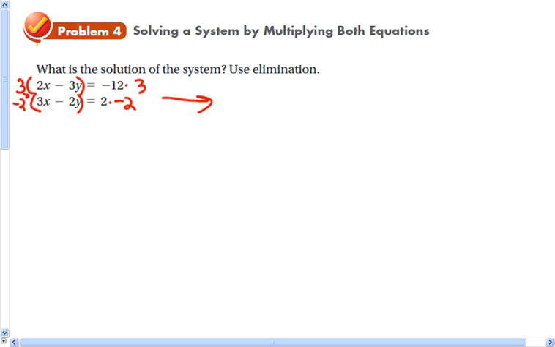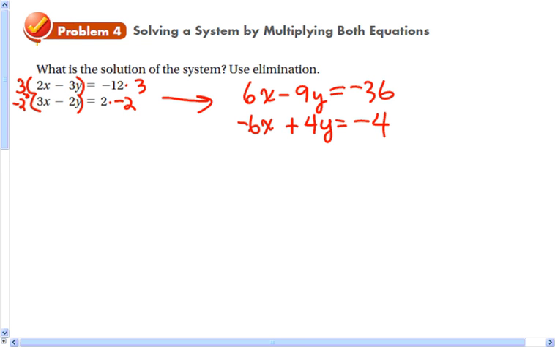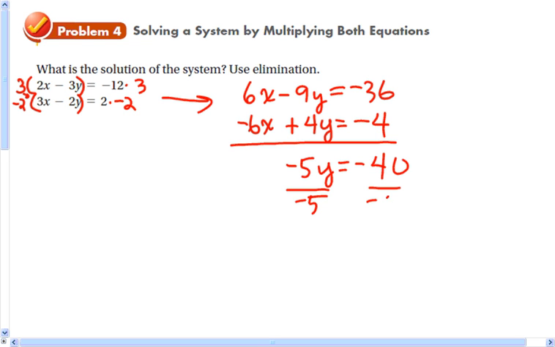So there's my work. That's what I want to do, and I end up with these equations. 6x minus 9y is equal to negative 36, and negative 6x plus 4y is equal to negative 4. Now, if I add the two equations together, 6 plus negative 6 is 0, negative 9 plus 4 is negative 5y, and negative 36 plus negative 4 is negative 40. Divide both sides by negative 5, and we get y is equal to 8.